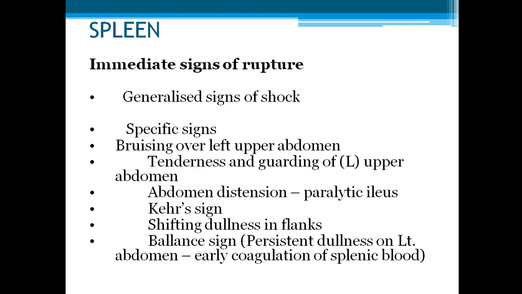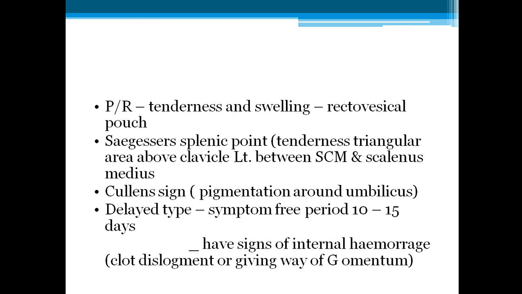Because of the hemoperitoneum, you may experience a shifting dullness and persistent dullness on the left side of the abdomen, because of the coagulation of the splenic blood, which is called the Ballance sign. And if you do a per rectal examination, you see tenderness and swelling in the rectovesical pouch. There's nothing but the collected blood.